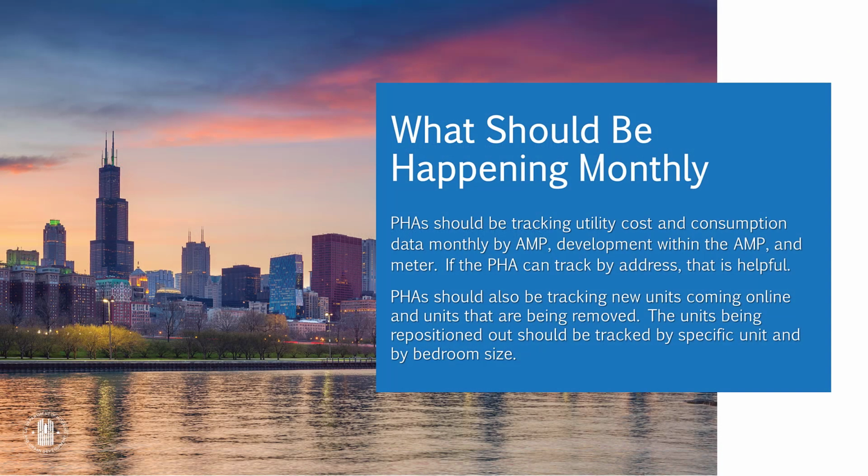Throughout your fiscal year, housing authorities should be tracking utility cost and consumption monthly by AMP, development within the AMP, and meter. If you can track by address, that would be helpful too. In addition to tracking the data of cost and consumption, we have to be tracking the units coming online and offline, units being removed, of course, because this will affect your overall consumption and your cost as well as your subsidy.